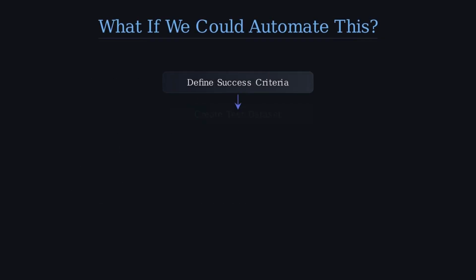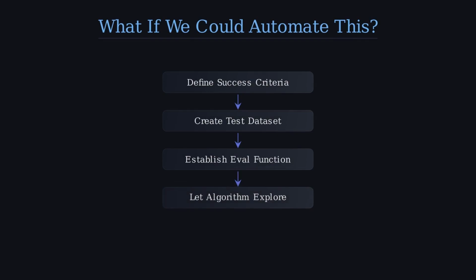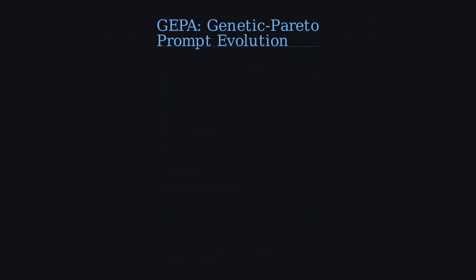The idea is straightforward. Define clear success criteria, create a dataset with test cases, establish an evaluation function, and then let an algorithm systematically explore prompt variations. That's exactly what GEPA does. GEPA stands for Genetic Pareto Prompt Evolution.